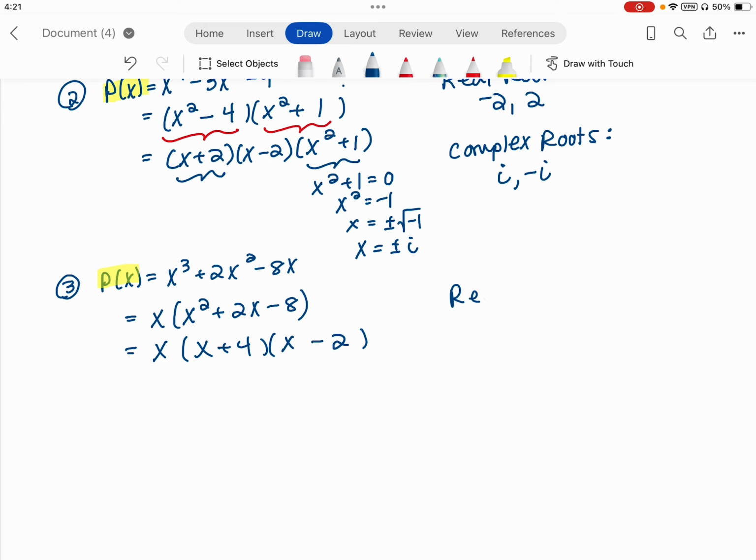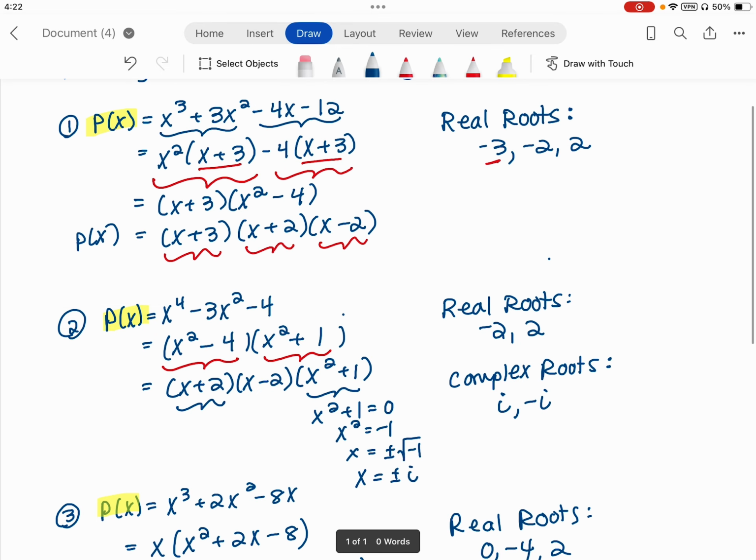So for this one, I'm going to have 3 real roots. I'm going to have a 0 from this first factor. I'm going to have a -4 from that second factor, and then a +2 from that third factor. So these are my 3 real roots.